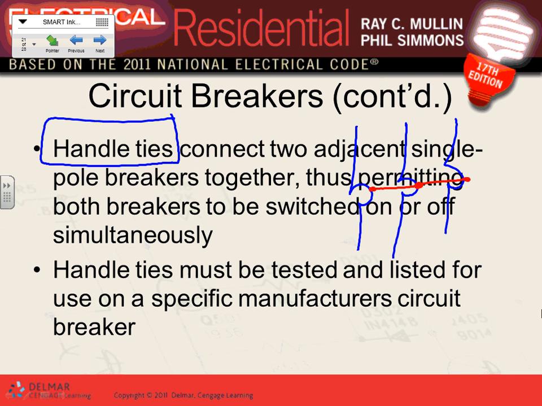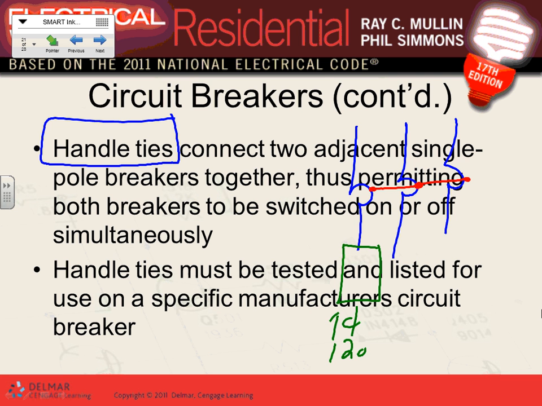Now, here's my question for you. What type of load can I feed out of these three circuit breakers ganged together? Okay, here's one type. I'm going to write type number one. Type number one, Chad, is single phase. So this is single phase 120, right? Single phase 120, no problem.